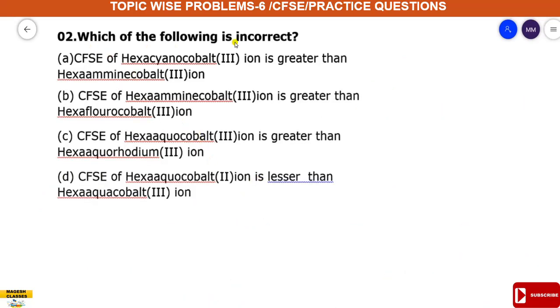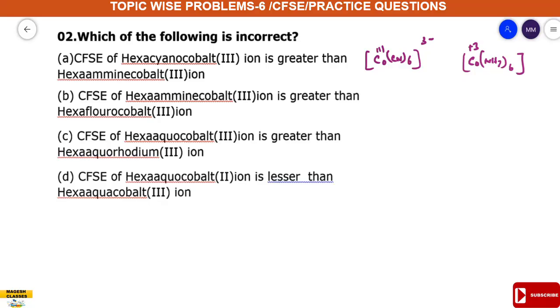Question number 2. Which of the following is incorrect? The first statement, the CFSE of hexacyanocobalt(III) ion is greater than hexaamminecobalt(III) ion. Hexacyanocobalt: cobalt, hexacyano, and it is 3-. And hexaamminecobalt, it is also in the +3 state.